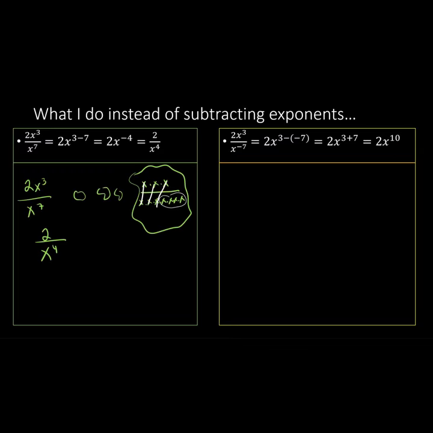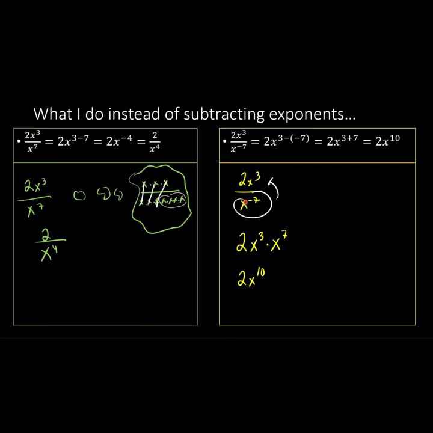3 minus -7 is just an awful way of writing 3 plus 7, and we end up with 2x to the 10th. What I would do in this problem instead is remember what it means to have a negative exponent. And I would say, okay, well, that negative exponent, we can rehome that in the numerator, and that would give us 2x to the third, and then we would move that x to the 7th up to the numerator. And now I can engage my property, which says I would just add the exponents here.